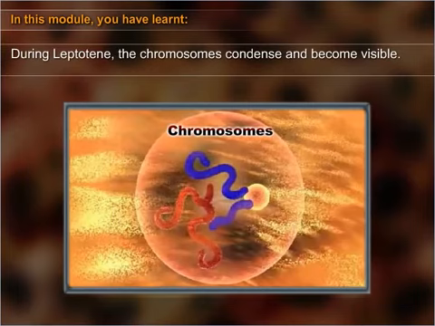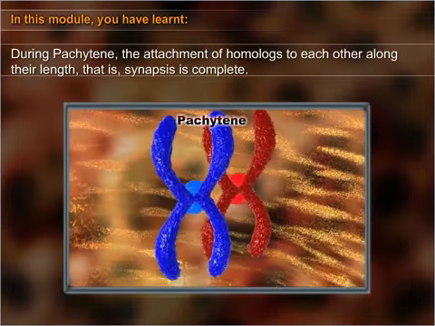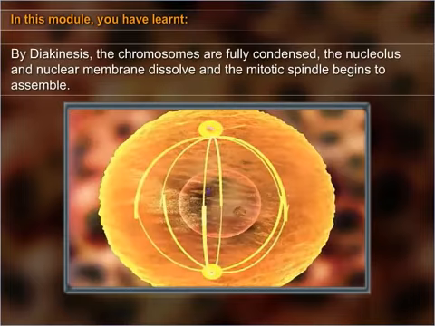During leptotene, the chromosomes condense and become visible. During zygotene, the duplicated chromosomes pair with homologs to form bivalents. During pachytene, the attachment of homologs to each other along their length, that is synapsis, is complete. In diplotene, synapsis breaks down, the chromatids start to pull apart, and chiasmata are visible. By diakinesis, the chromosomes are fully condensed, the nucleolus and nuclear membrane dissolve, and the mitotic spindle begins to assemble.